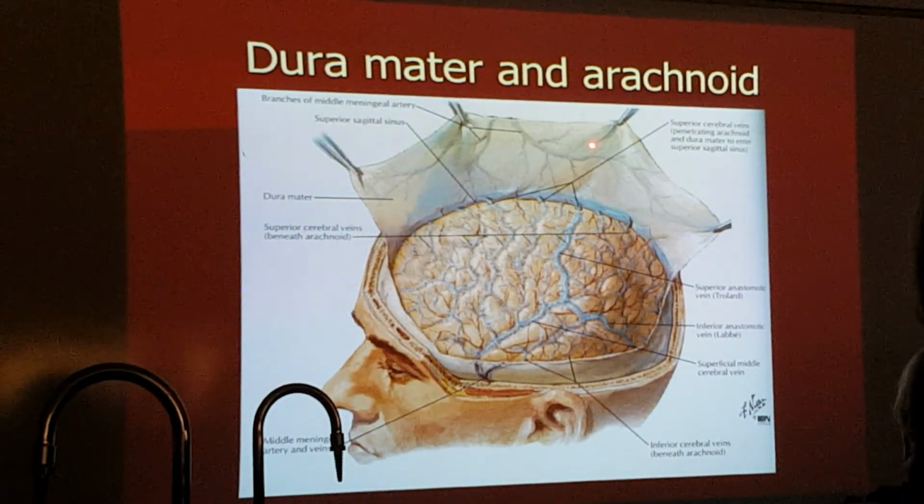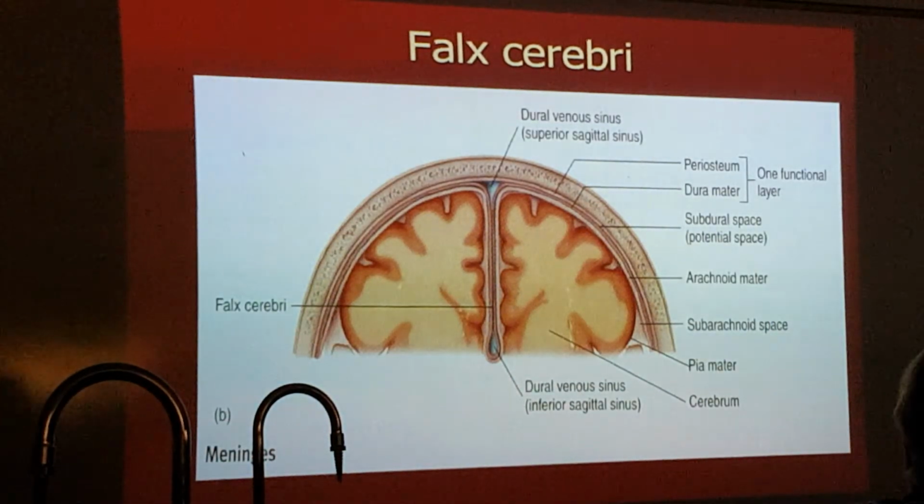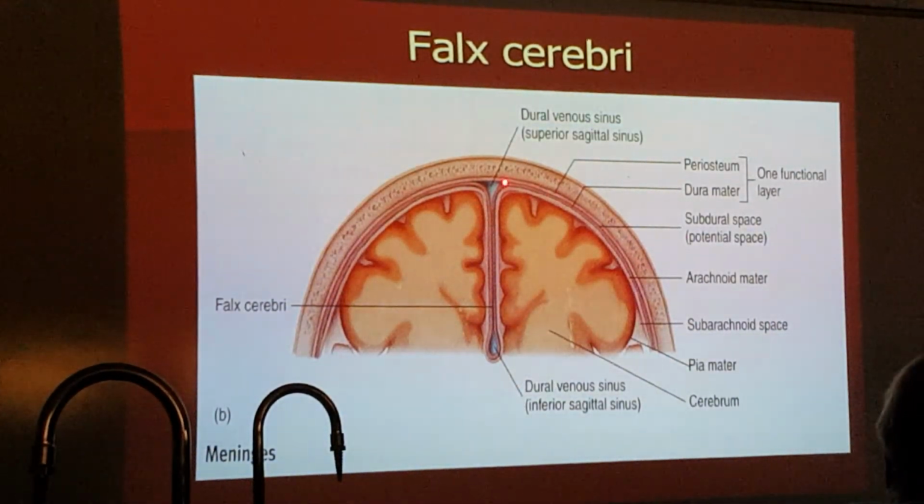And we see dura mater and arachnoid. And the arachnoid, remember, is the one that contains all the vessels. Falx cerebri is comprised of a double layer of meninges, and it attaches to the crista galli down here.